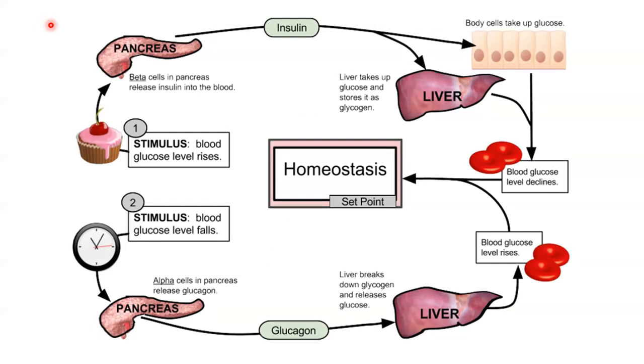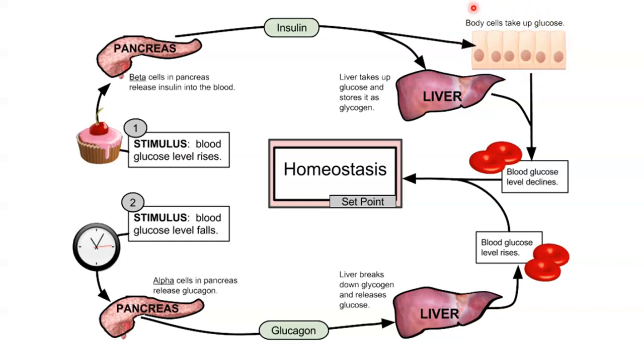So one common example of a homeostatic imbalance is diabetes. So in a person whose pancreas is normally functioning, you eat something, perhaps you eat a cupcake, and your blood glucose concentration, or your blood glucose level, rises. The beta cells in the pancreas detect this change in blood glucose concentration and they release insulin into the blood. Insulin causes our liver to take up glucose and store it as glycogen. It's no longer needed in the blood, so we take it out of the blood, put it in our liver and store it there to be used later.